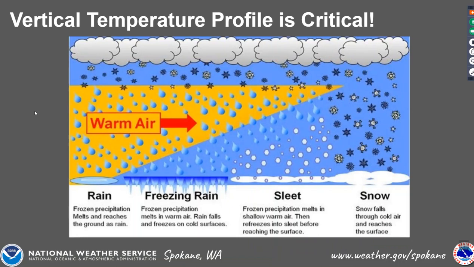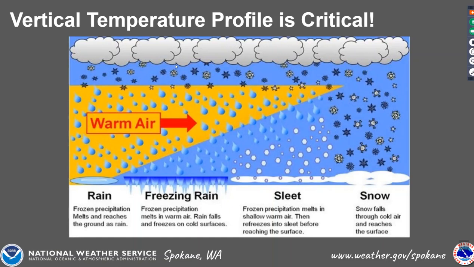The thing to know about winter precipitation is that the temperature profile is incredibly important in determining the type of winter precipitation we will see. So the orange or yellow here would be warm air, so that would be temperatures above 32 degrees. If up here it's cold and it's snowing and it falls all the way into this warm layer, and the warm layer is deep enough that the snow melts as rain, then as it hits the ground, it's rain.